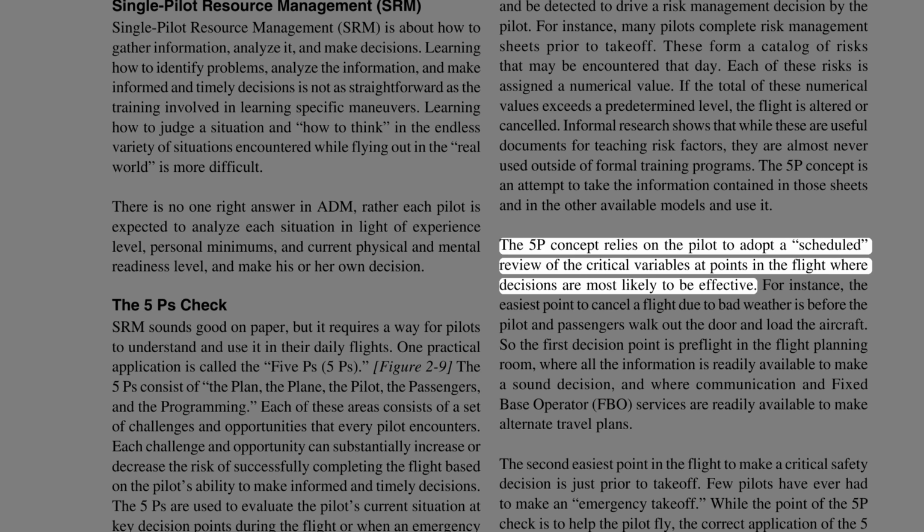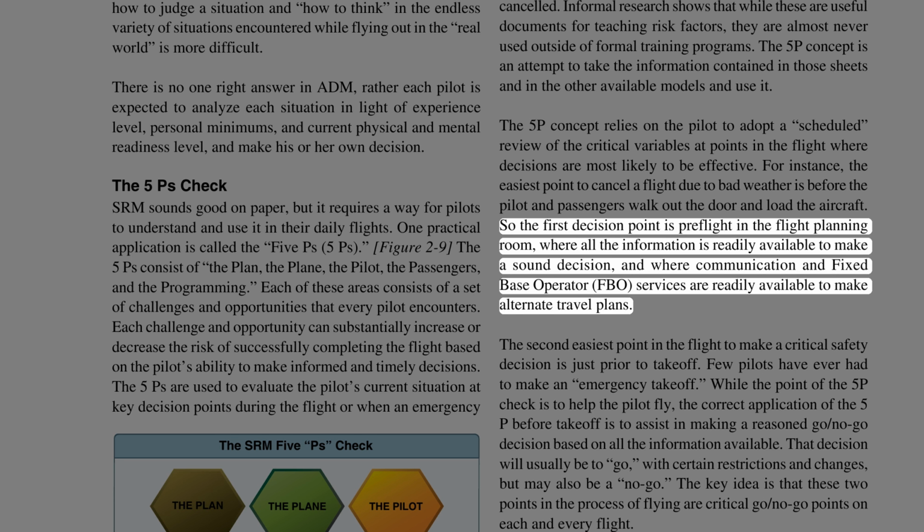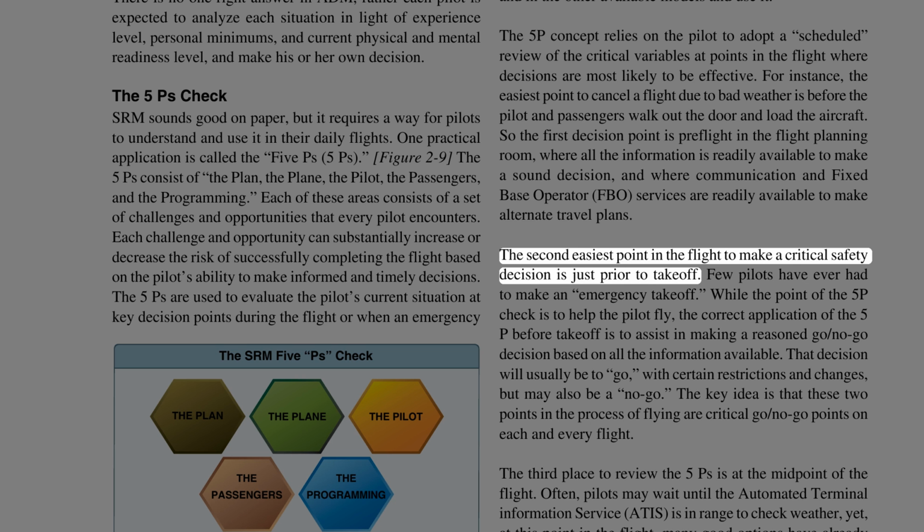The 5P concept relies on the pilot to adopt a scheduled review of the critical variables at points in the flight where decisions are most likely to be affected. For instance, the easiest point to cancel a flight due to bad weather is before the pilot and passengers walk out the door and load the aircraft. So the first decision point is pre-flight, in the flight planning room, where all the information is readily available to make a sound decision, and where communication and fixed base operator (FBO) services are readily available to make alternate travel plans. The second easiest point in the flight to make a critical safety decision is just prior to takeoff.